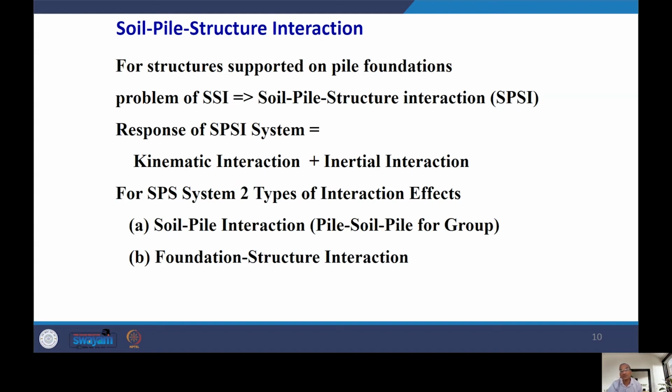For the SPS system, that is the soil pile structure system, there are two types of interaction effect. One is called soil pile interaction, meaning interaction between soil and pile. If you have a single pile, then it will be soil pile interaction. But if you have a pile group, then it will be called soil pile group interaction. The second is foundation structure interaction. Both these types of interaction are required to be considered. That means interaction between soil and pile, and at the same time how your foundation, which consists of pile foundations, interacts with the structure. So these are important issues.